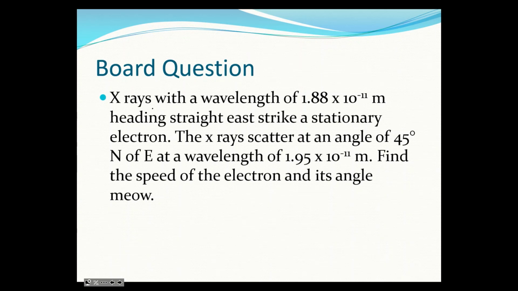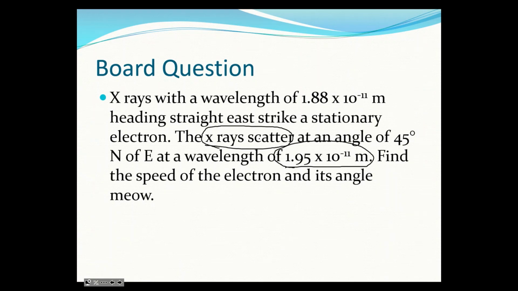So X-rays with a wavelength of that headed straight east strike a stationary electron. The X-rays scatter at an angle of 45 degrees north of east. So it gives us the X-ray scatter, and it gives us a new wavelength. So that formula wouldn't really be helpful because we already have all that information. We want to find the speed of the electrons, right?